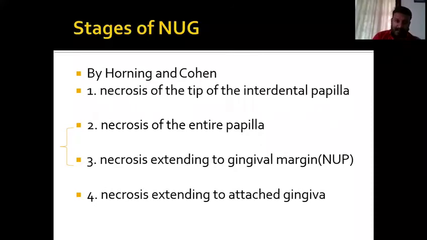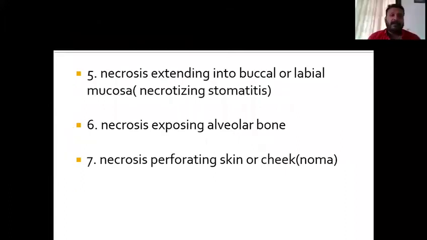When ANUG is asked, the stages of ANUG, how it spreads, you have to write it in your answer. Extending into the buccal or labial mucosa, necrosis exposing the alveolar bone, necrosis perforating the skin of the cheek. That is nothing but noma. Okay, so these are all the stages of ANUG. When you get a 3-mark question, once you write the stages itself, that part of the clinical features is done.